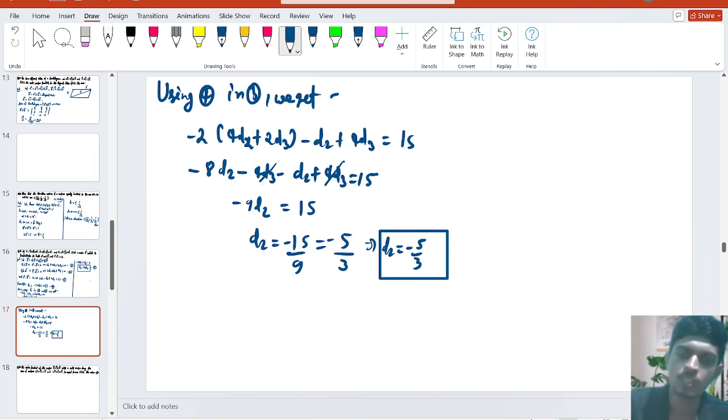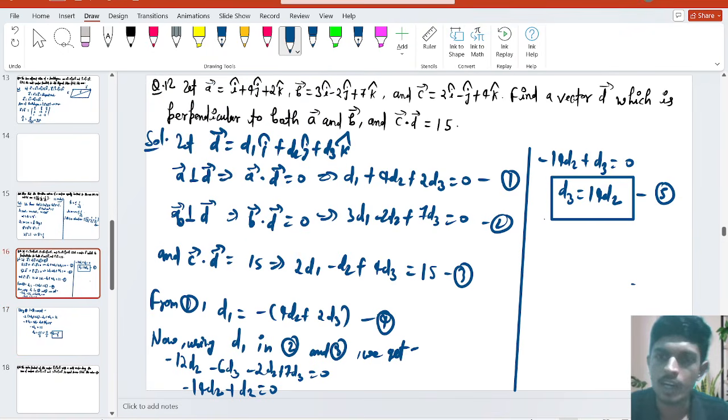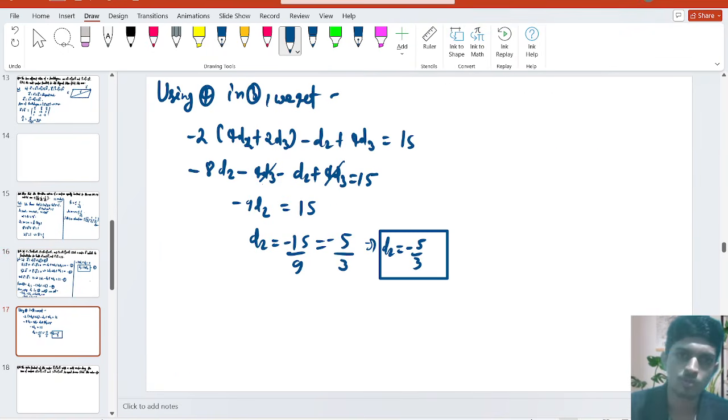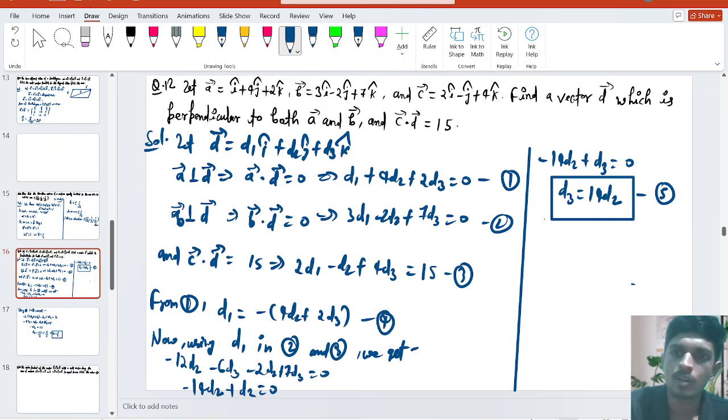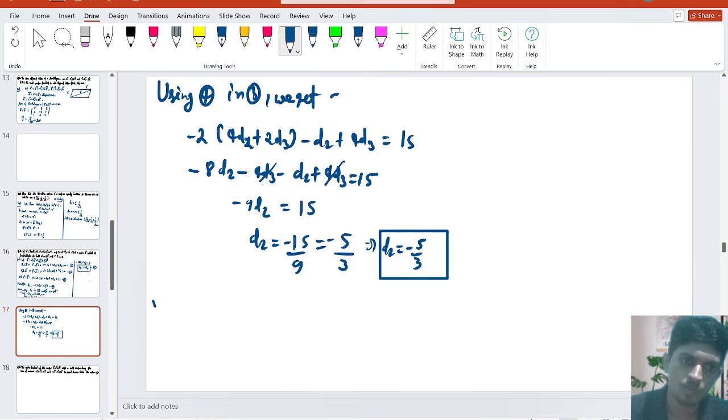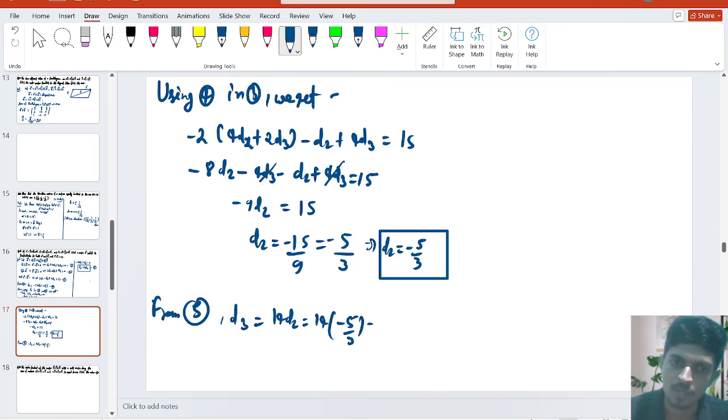So you get D2 here, and from this D3 equal to what? From equation 5, D3 is equal to 14 D2. So this is 14 times minus 5 by 3. You get minus 17 by 3.